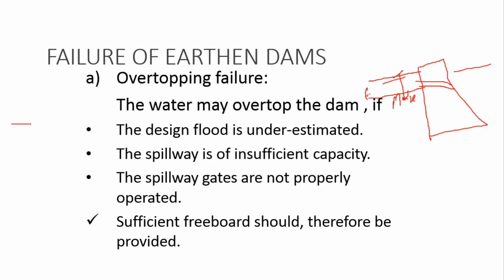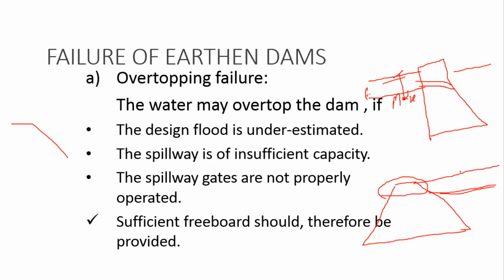For suppose this is our dam. Up to here we will think of the maximum flood. And this is nothing but the core part. Core part is nothing but the head of the dam. Now if you see here, up to here what I am providing is the maximum level. And this portion we can say is freeboard.